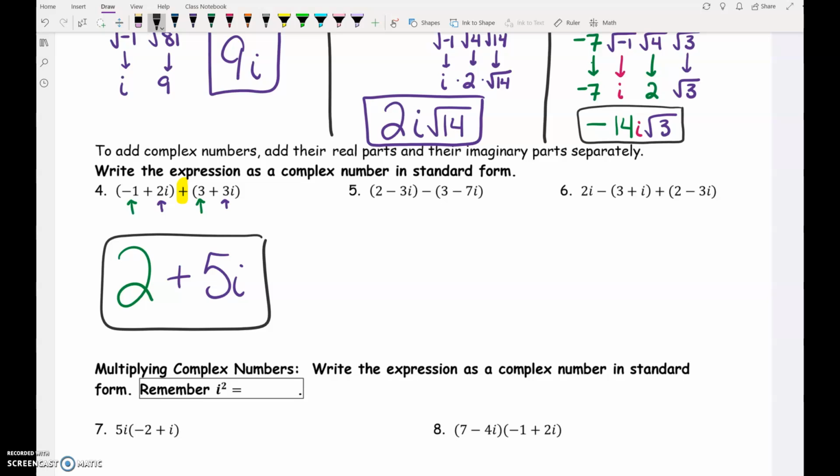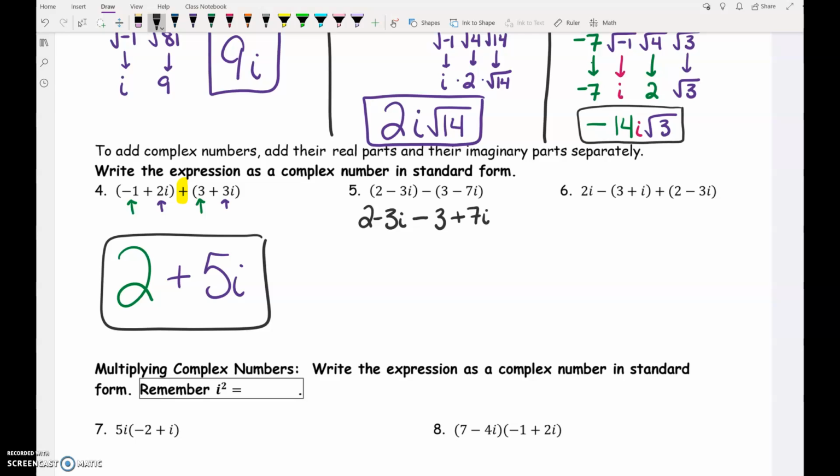That's it. That's all. It seriously is that easy. Now, if it's subtraction, you do need to watch out. Because we are saying that we are doing 2 minus 3i. We are subtracting the 3. We are also subtracting the negative 7i. What is minus a negative 7i?